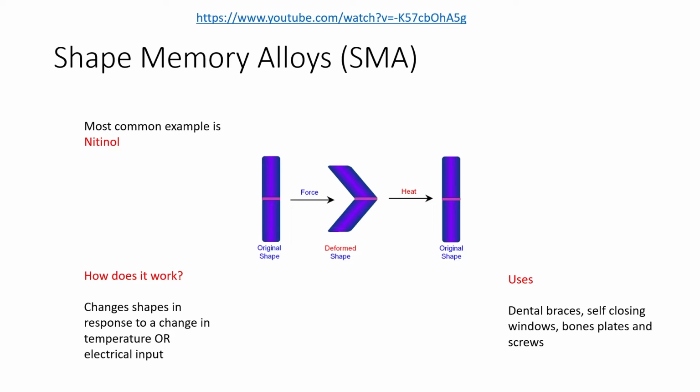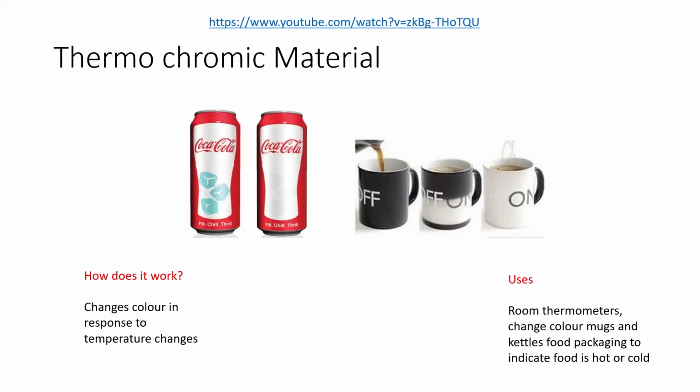The reason why it's used in medical bone plates is because you put it in. Say you've broken your arm, you put it in, and it will slowly react to the temperature of the human body and snap back into the correct position. Same with dental braces: you might slowly put an electrical current through it, or apply heat to it, because obviously they don't put braces in and just crank it up to a million. They slowly tighten them over time, so it might be a very, very little electrical current or something like that.